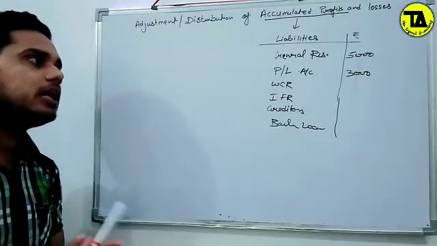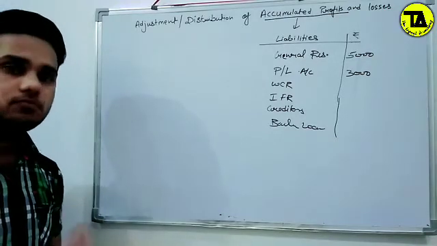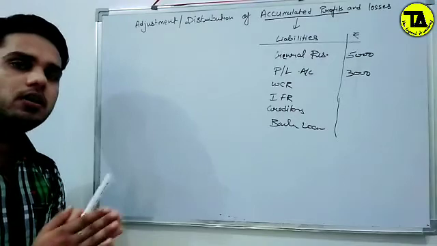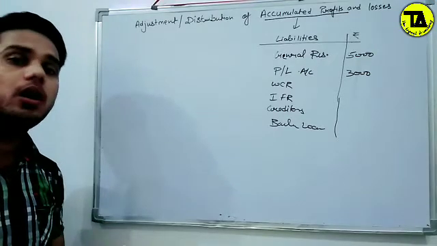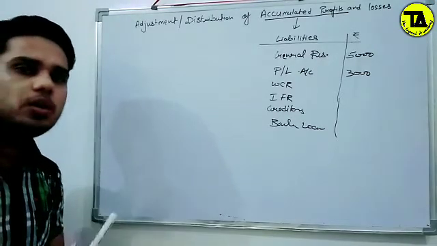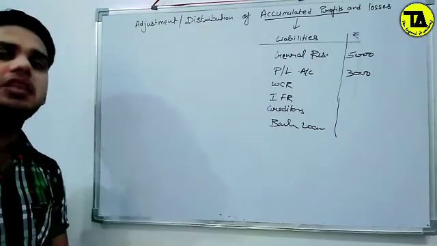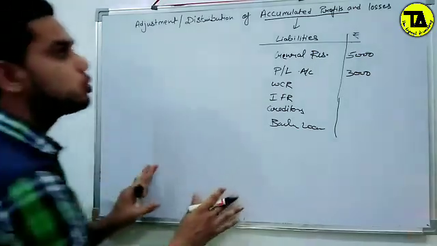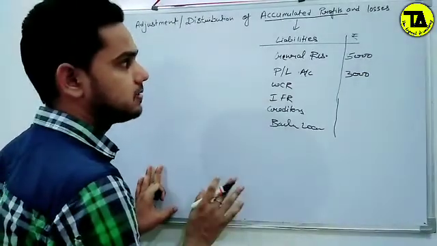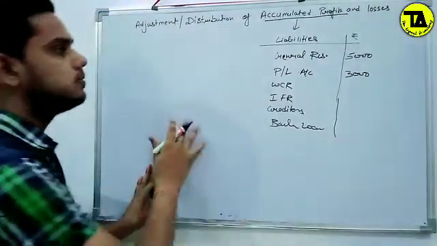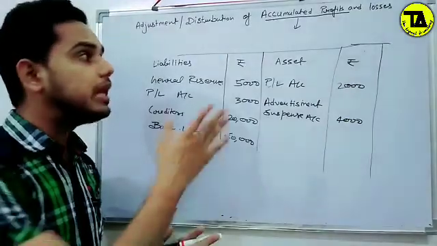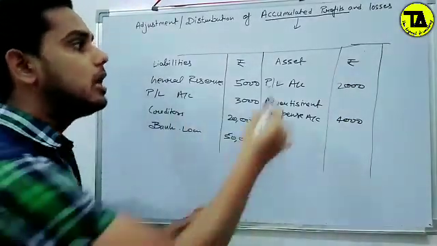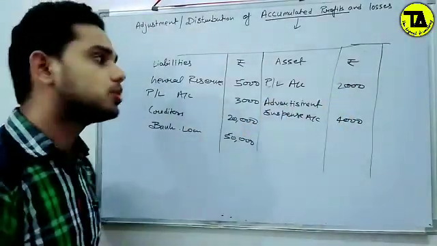So for example, in any particular year you have not earned profit, you earned loss, right? And you decided not to distribute that loss between partners. In that case, that loss will be shown on the asset side, right? So if you see on the asset side, here it is written profit and loss account 2,000, right?